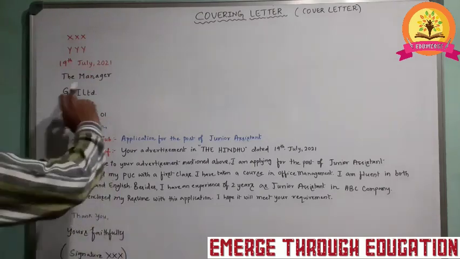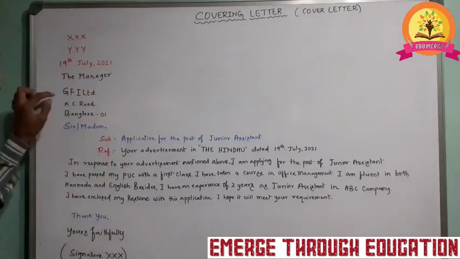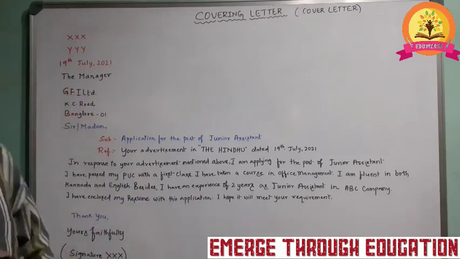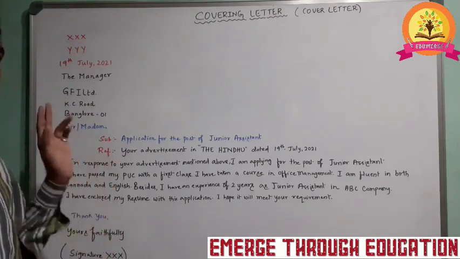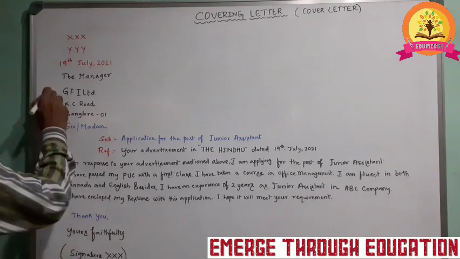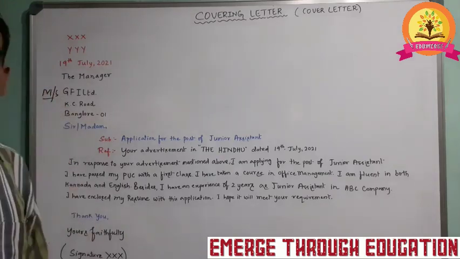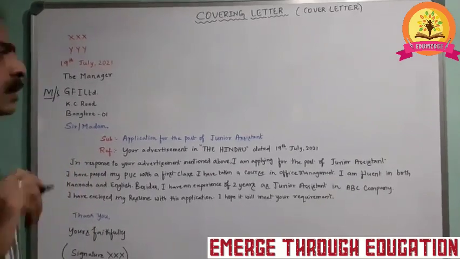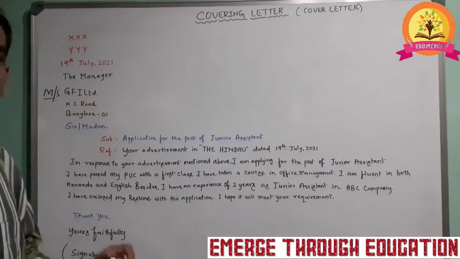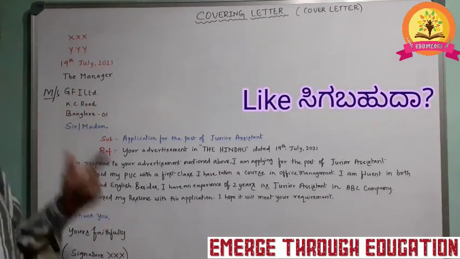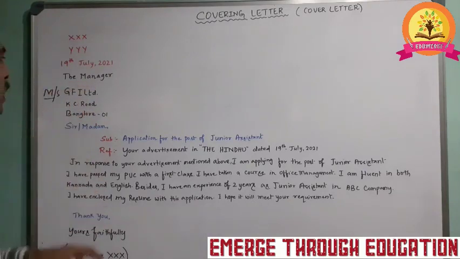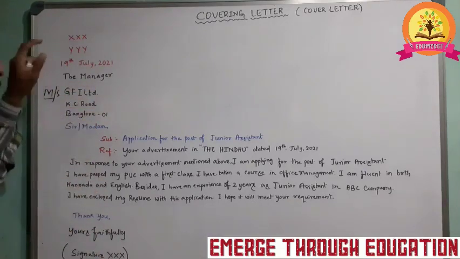The next one is the manager. Later that is followed by the company name. You can write something like Measures GFIL Limited. For the company in the name of Measures, you should write M/S, like that: M/S Measures GFIL Ltd. That is followed by the road, and later the city where the company is situated. These are the formalities you should fill in, that is the address, this is the from address.